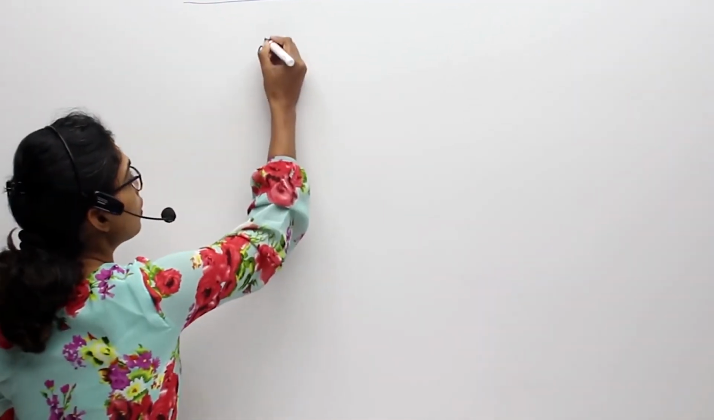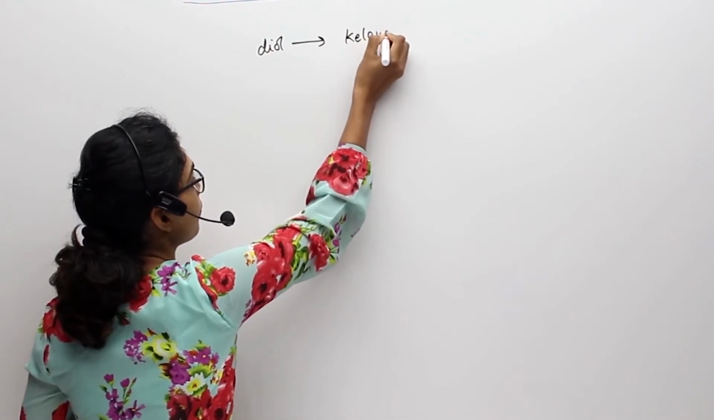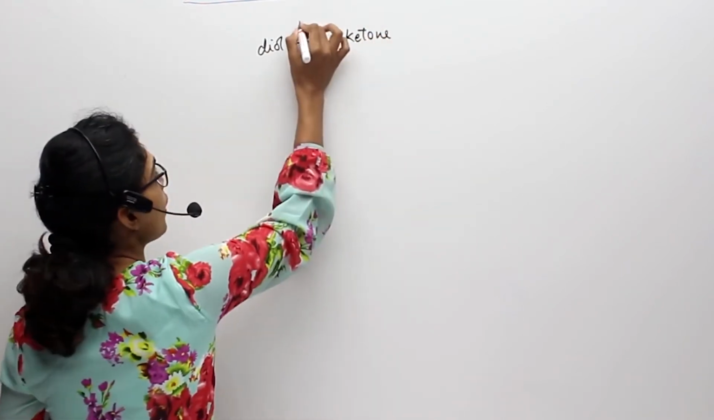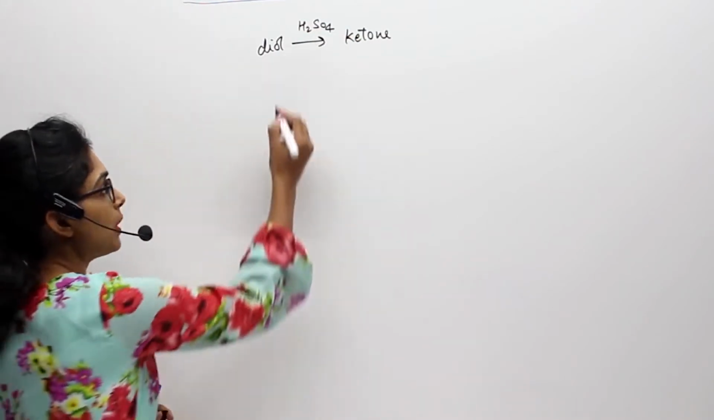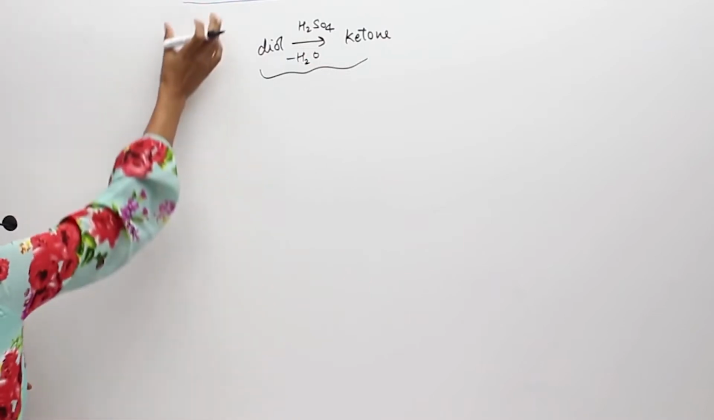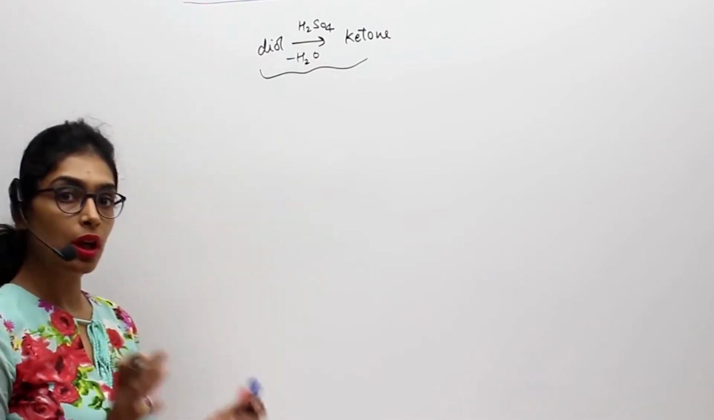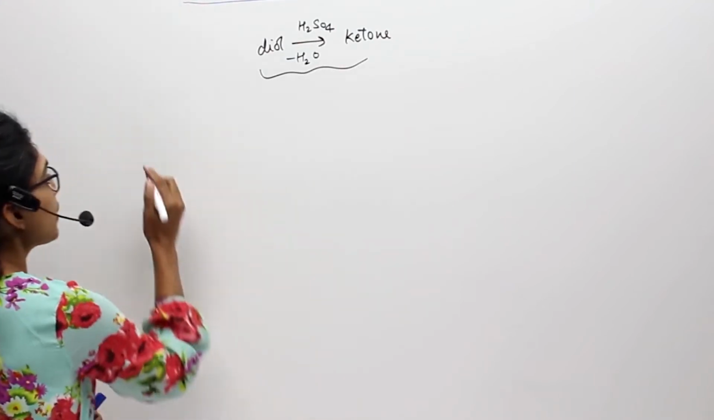A diol gets converted into a ketone in the presence of H2SO4. So dehydration takes place and this diol gets converted into a ketone. Now we are specifically talking about Pinacol or Pinacol type diols, which are vicinal diols.